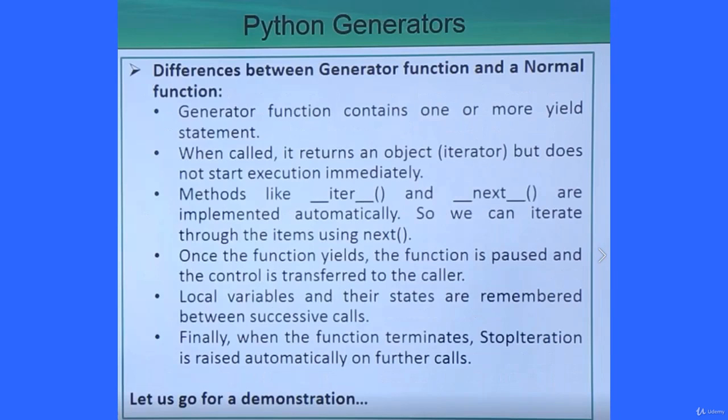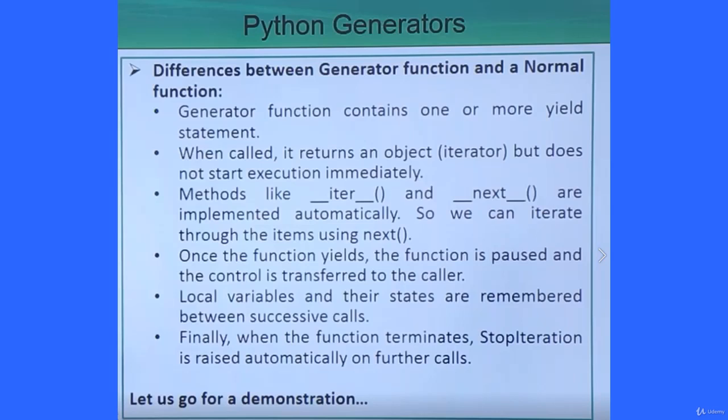Difference between the generator function and a normal function. What is the basic difference? A generator function contains one or more yield statements. When called, it returns an object, that is the iterator, but does not start execution immediately. Methods like the __iter__ method and the __next__ method are implemented automatically in our generators. So, we can iterate through the items using next.